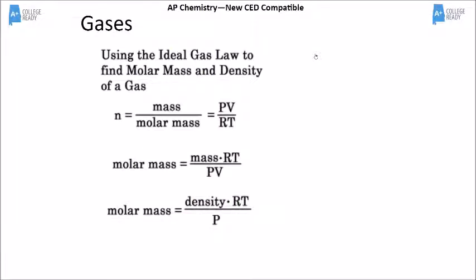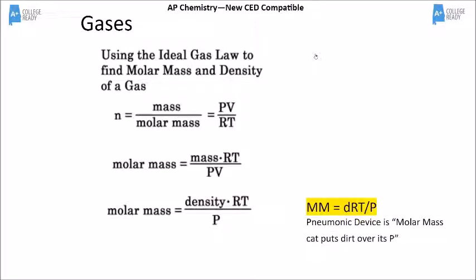Sometimes they'll ask you to find the density of a gas. So we can take the ideal gas law, PV equals nRT, and instead solve it for n. And we know that n, the number of moles, is equal to the mass divided by the molar mass, right? We can find moles, which means the molar mass is equal to the density times R times T over P. A good way to remember it is molar mass, "cat puts dirt over its P," like a litter box.